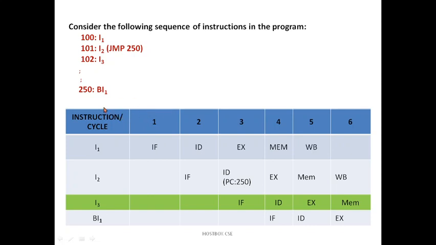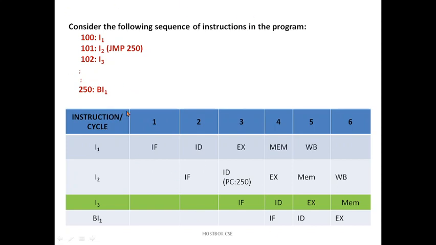But whenever we try to execute this in a control hazard with a branch, what is the problem happening? Let's assume you have instructions 1, 2, 3 and branch instruction 1 here, each with IF, ID, EX, memory and write back stages. Here the PC will start from 100, 101, 102, 103 and so on. Now we want to jump, which means after I2, I have to flush the remaining I3 and execute only the branch instruction at 250.